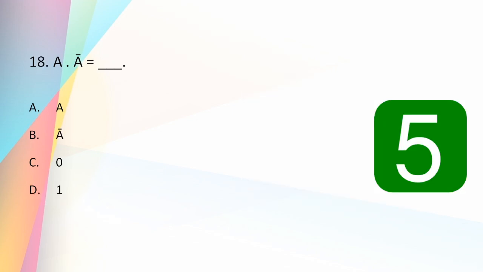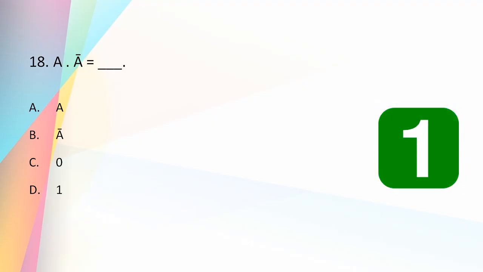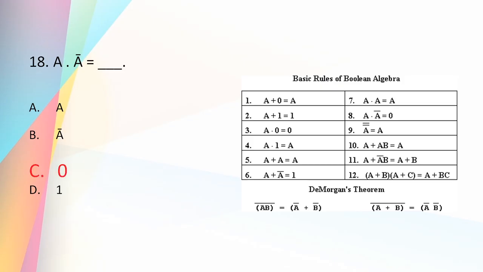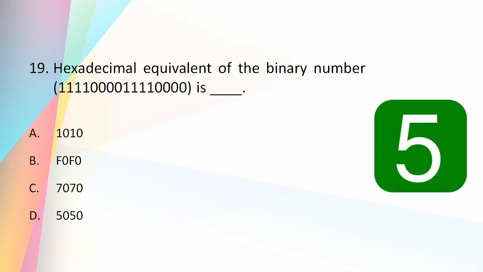A dot A complement equals: A, A complement, 0, 1? And the answer is 0, because at least one of the elements is a 0. So the AND operation will result in a 0.